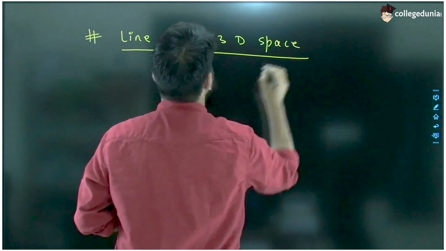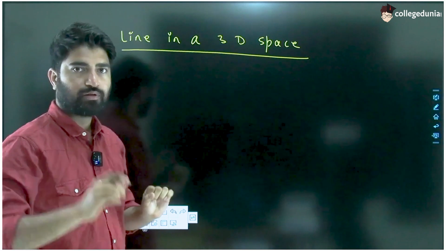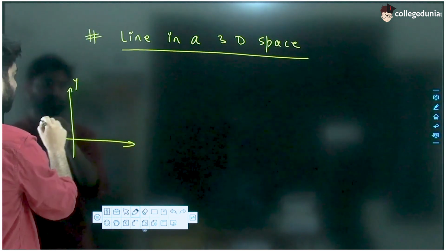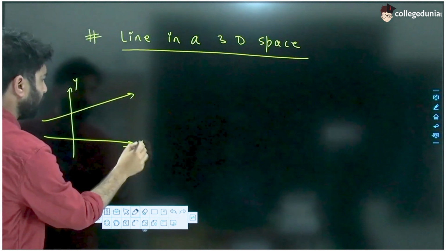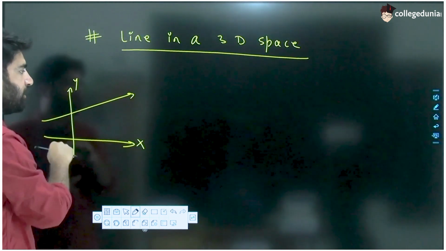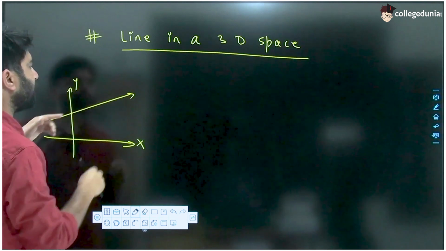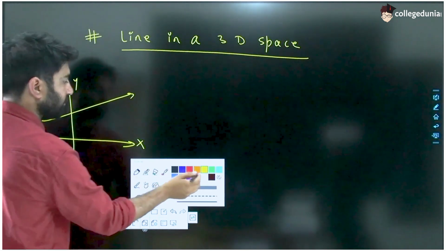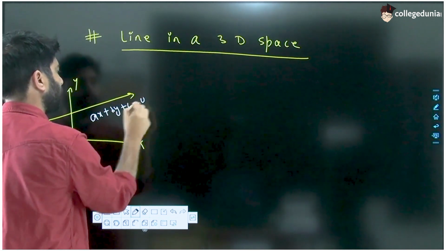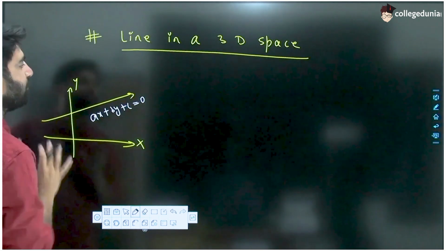So guys, this is the first concept of this chapter, this video, line in a 3D space. If we talk about two-dimensional geometry, a straight line used to look like this, right? This is x-axis, y-axis, and these two axes divide the entire space into 4 quadrants, right? And suppose there is a straight line, then what will be the standard form of this line? The answer is, the standard form used to be ax plus by plus c equal to 0. But this is the equation of a line in two-dimensional geometry.